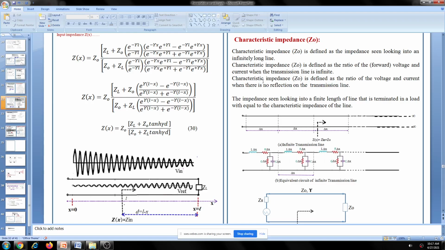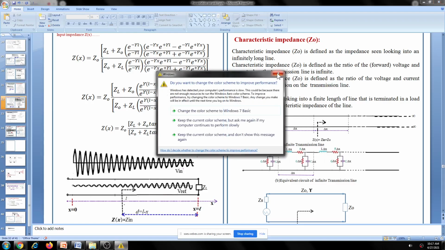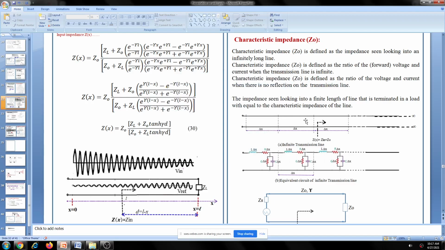The other definition is that characteristic impedance is defined as the ratio of the voltage and current when there is no reflection on the transmission line. What is the meaning of that? Here, if you consider this line, it is infinite in length. So the wave will travel like this. It never finds a load because it is infinitely long. It cannot reflect back because its length is infinite. That wave travels along this, and finally it may die down to zero.